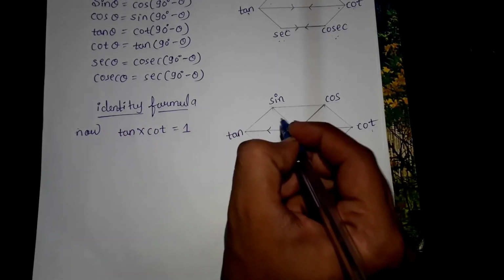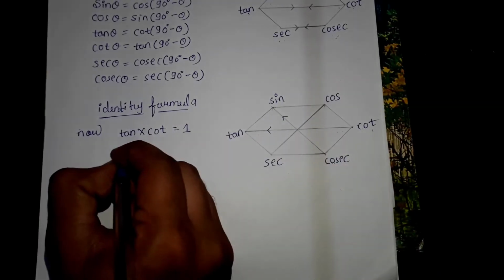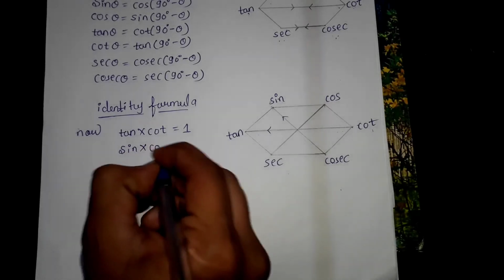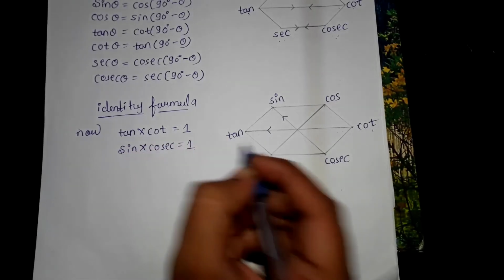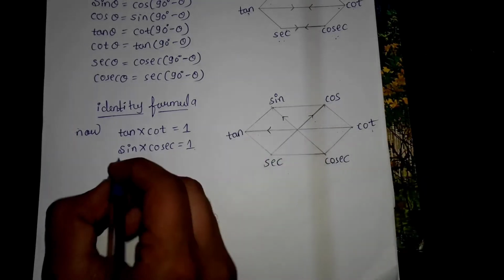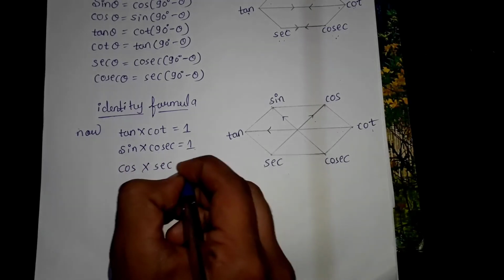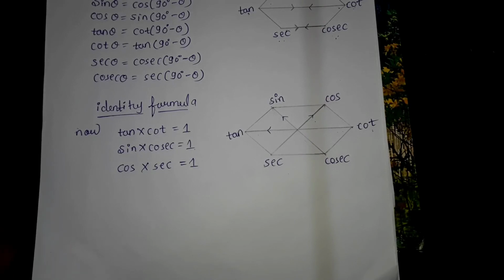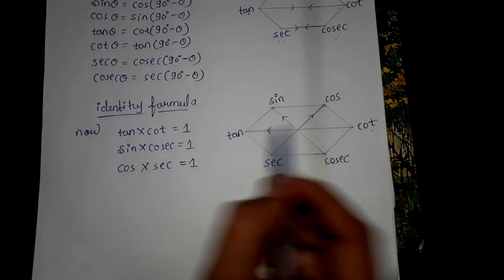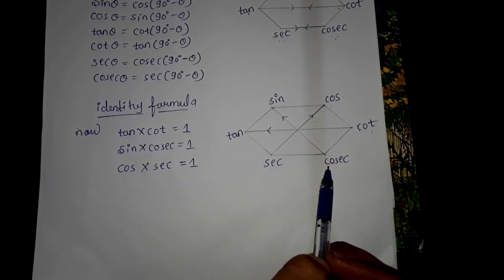Similarly, in the next diagonal, we have two functions, sine and cosec. The product of sine function and cosec function is equal to 1. Next, come to the third diagonal. We have two functions, sec and cos. The product of cos and sec is equal to 1. These are the identity formulas: tan into cot is equal to 1 and sec into cos is equal to 1. Similarly, sine into cosec is equal to 1.